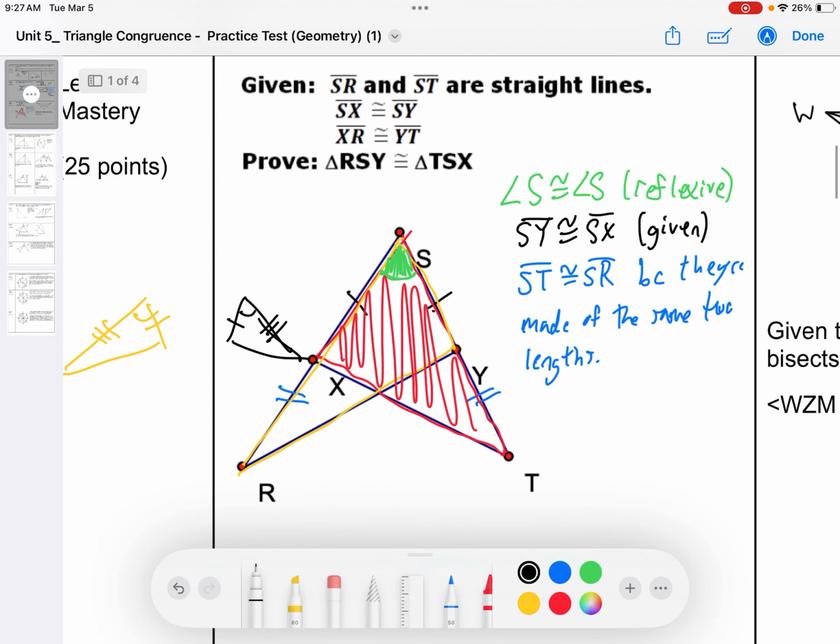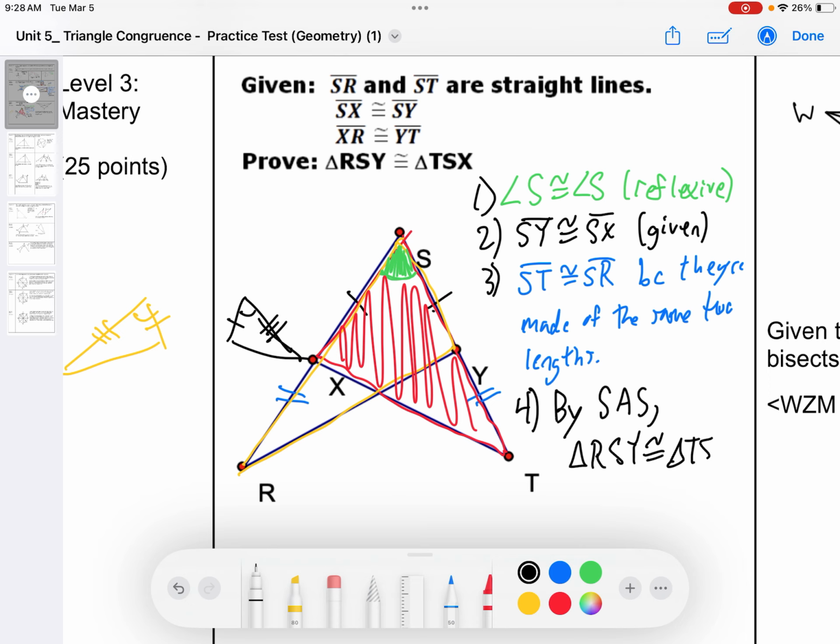So therefore, our conclusion, so we'll call it step 1, 2, 3, and our conclusion, step 4. I'm just numbering them to make it clear what step is which. You don't have to number them if you don't want. By side, angle, side, triangle RSY is congruent to triangle TSX. And we're done.